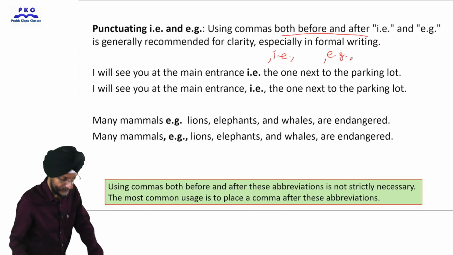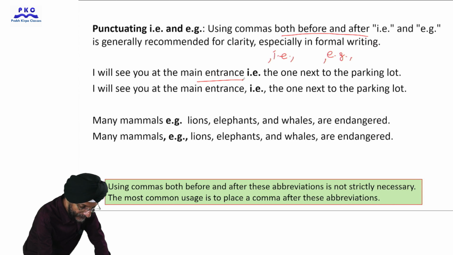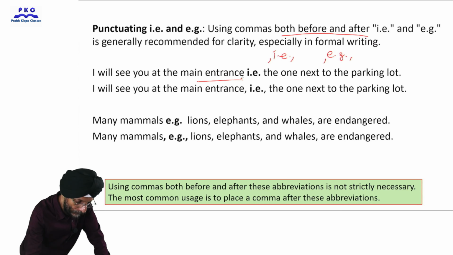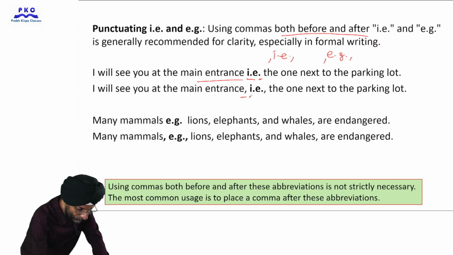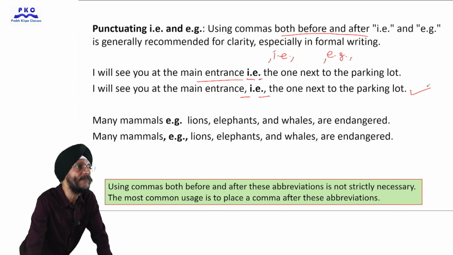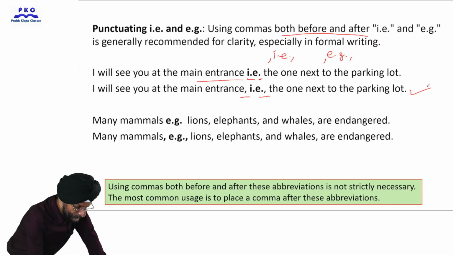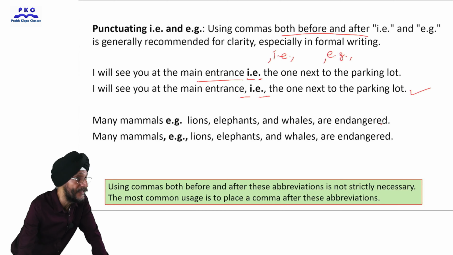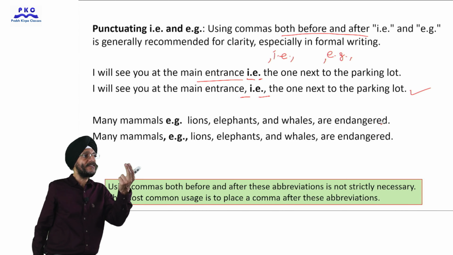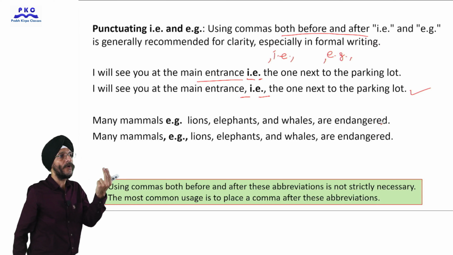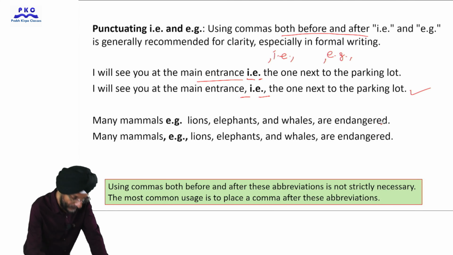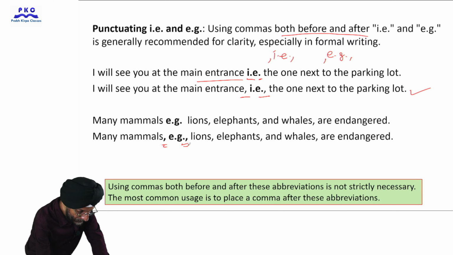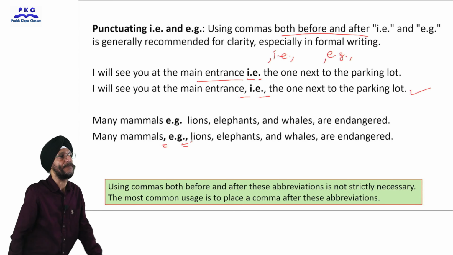We will take an example. I will see you at the main entrance, i.e. the entrance. Here comma is not inserted before or after, so here the correct form is this, where we have inserted commas. Another example: many mammals, e.g., lions, elephants, whales, are endangered. Here we are giving the examples of animals that are endangered. So here we are using e.g., for example, and inserting commas before and after e.g.